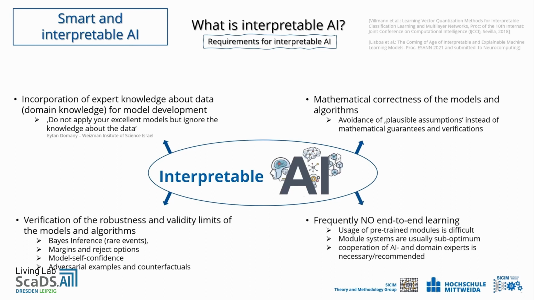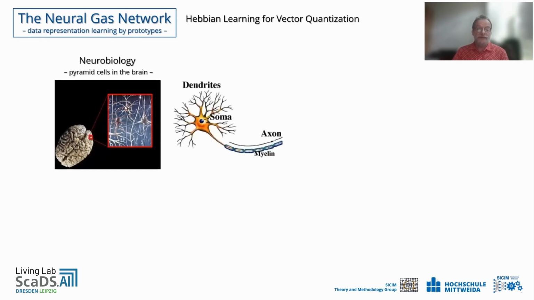And in consequence, interpretable models frequently are not end-to-end learning models. So the usage of pre-trained models is difficult or impossible for those systems, and the experts should be taken into the loop of the model development. So we have a cooperation between AI and domain experts. So this is what is generally done or understood in interpretable machine learning or interpretable models.